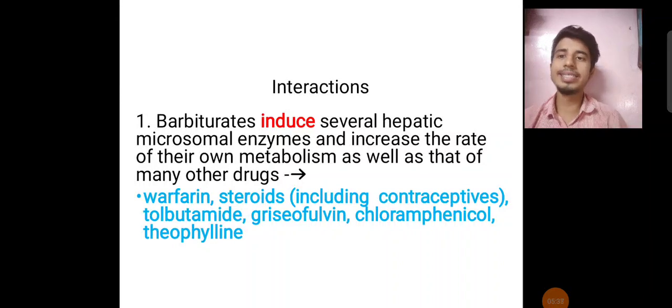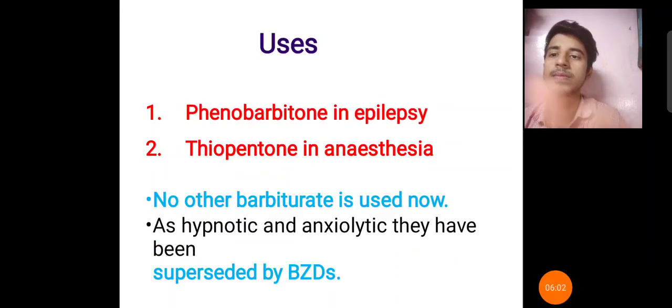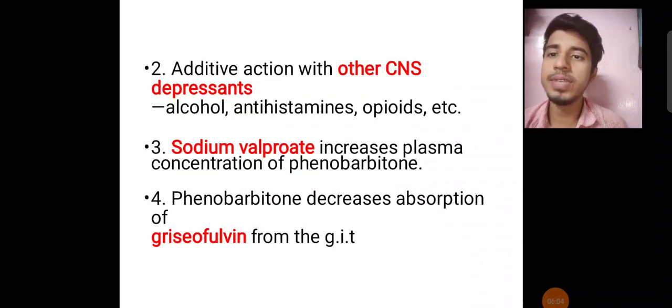Let's see interaction, how barbiturates interact with other drugs. Warfarin, steroids, tolbutamide, griseofulvin, chloramphenicol, theophylline. It induces hepatic microsomal enzymes and increases the rate of its own metabolism as well as that of many other drugs. Okay? There are some drugs which increase its metabolism. Additive actions with other CNS depressants like alcohol. Sodium valproate increases plasma concentration, phenobarbital decreases absorption.